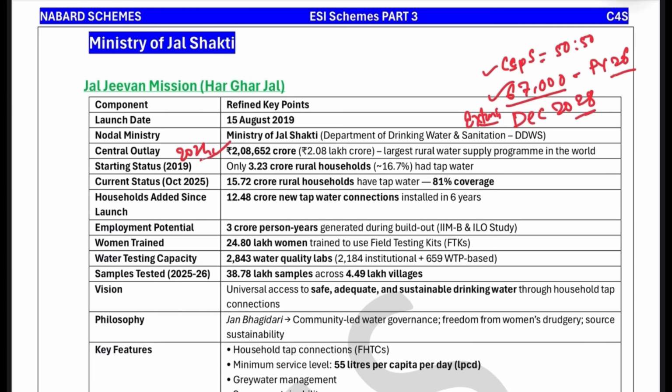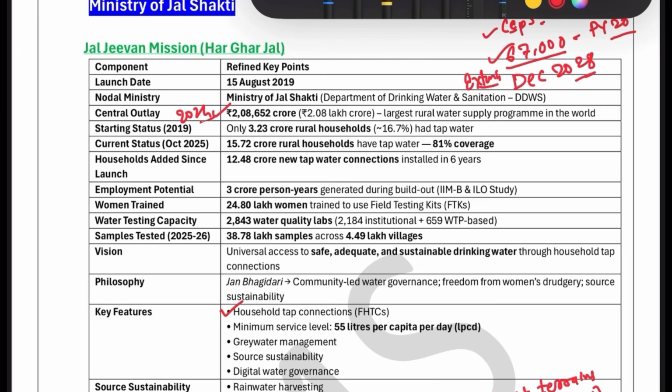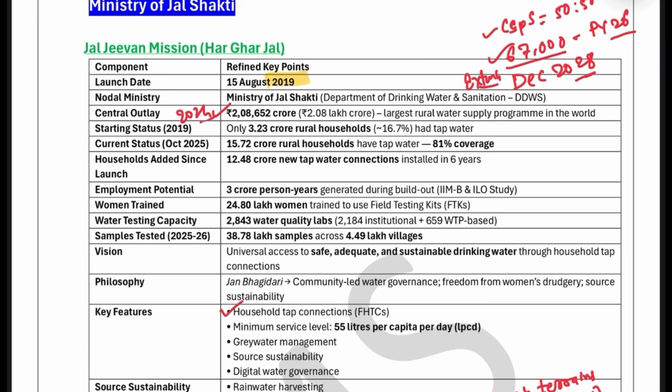Let's cover the next scheme, Jal Jeevan Mission. Remember, first thing, it was launched in the year 2019, and the aim was to provide functional household tap water connections. This was the major aim of the Jal Jeevan Mission. It was launched in 2019 by the Ministry of Jal Shakti, Department of Drinking Water and Sanitation. And this scheme is extended till December 2028.